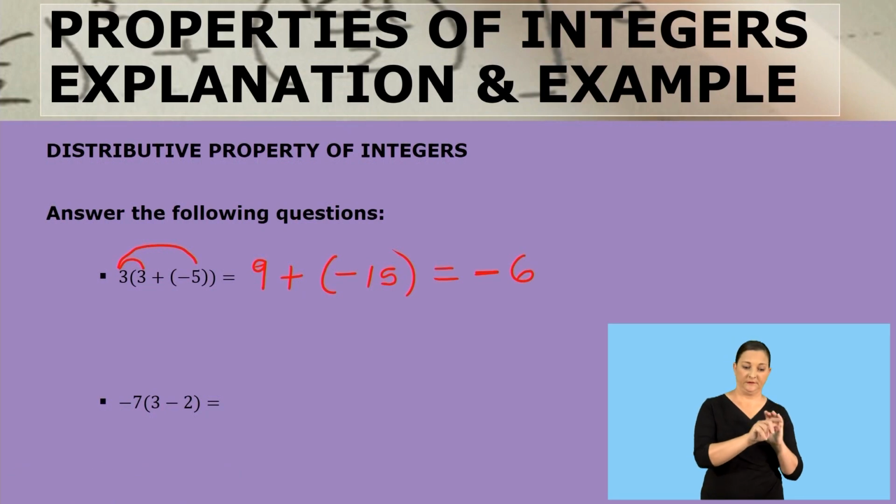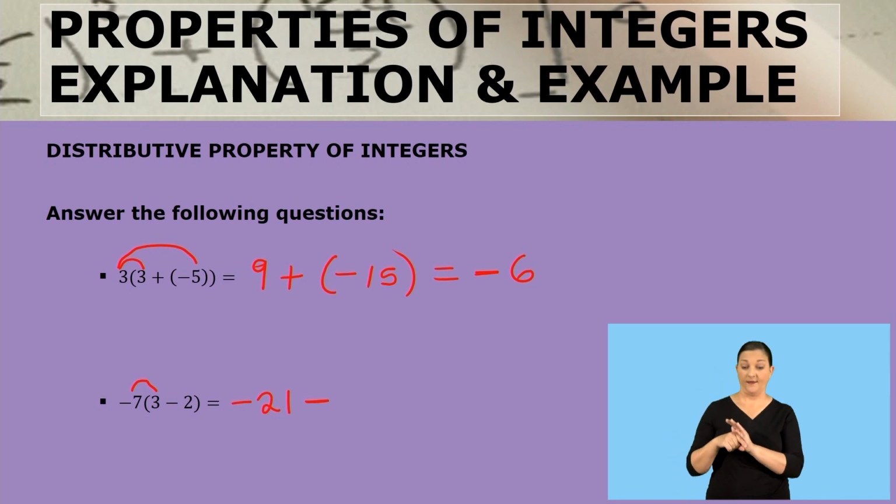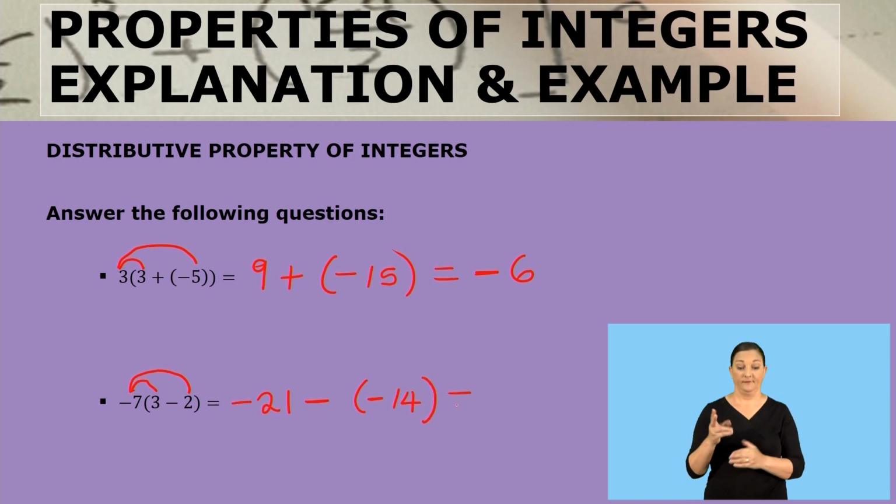And then when we're looking at the last one there, I have a negative 7, and in brackets I have 3 minus 2. So if I distribute that, that is a negative 7 multiplied by a positive 3. Our answer there is a negative 21. And I am going to subtract this. And when I minus, what am I subtracting? It's a negative 7 multiplied by a positive 2. And that answer is going to be a negative 14. Again, we are now subtracting two negative numbers, and then our answer there is going to be a negative 7.